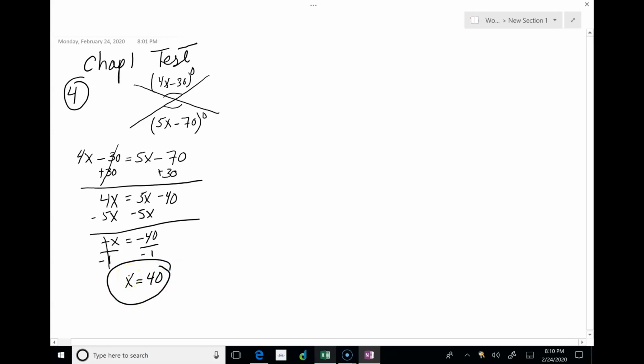So in order to find the measure of each angle, you would say 4 times 40 minus 30, and that is equal to 160 minus 30, which is equal to 130 degrees, the angle of this one. If you use the second one, you would get the same thing. If you say 5 times 40 minus 70, that is equal to 200 minus 70, which is the same thing as 130 degrees. Vertical angles are equal. Next question.